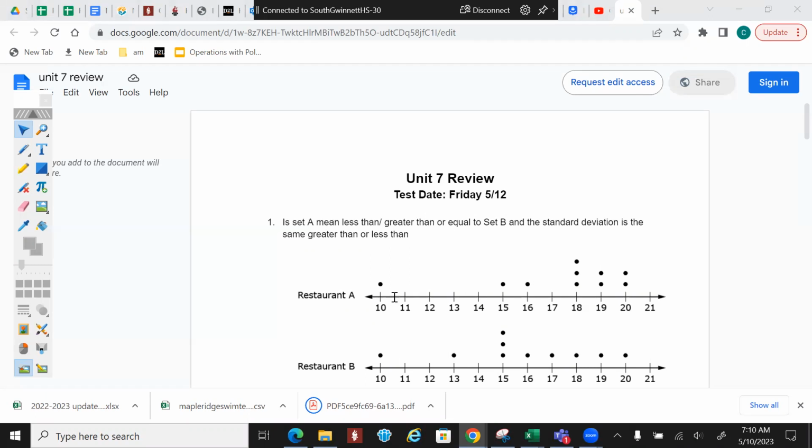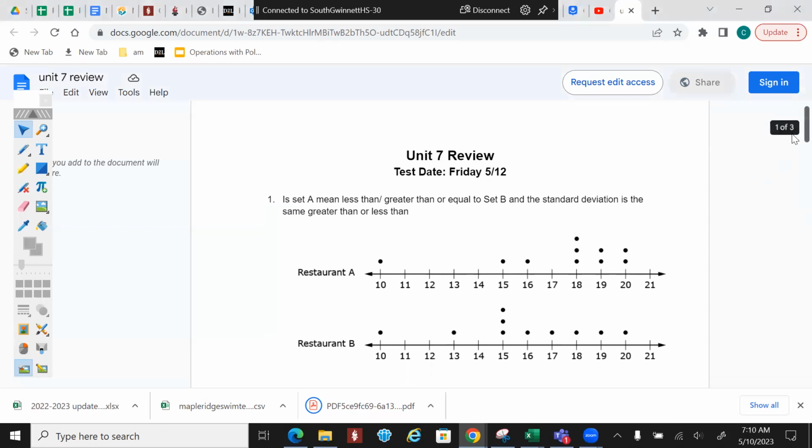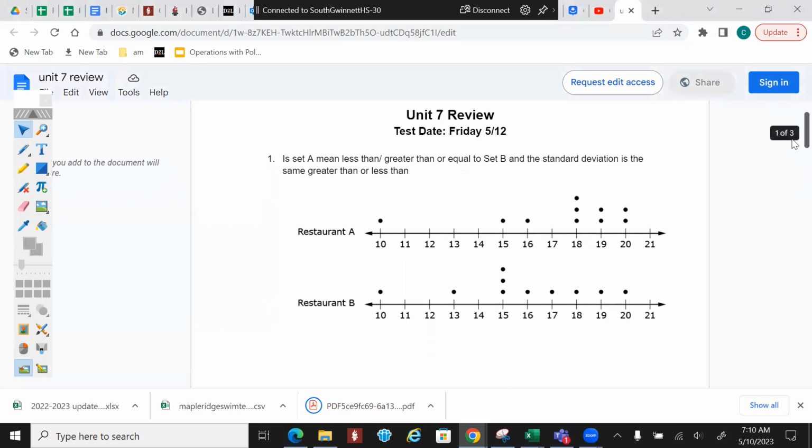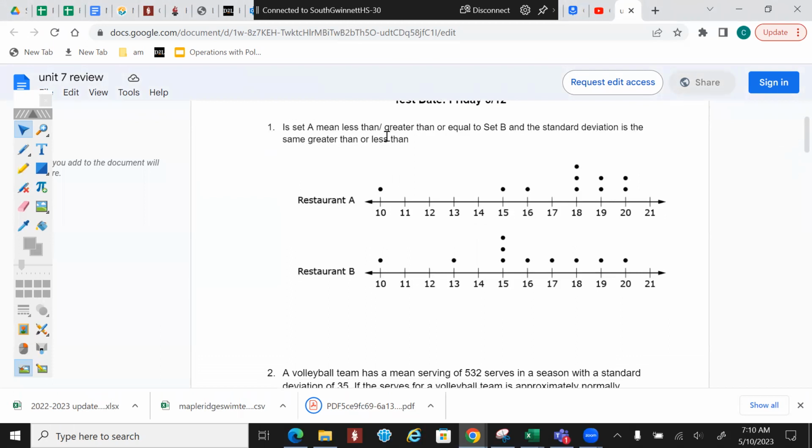Unit 7 will be on your final exam. There will be 3 questions. Okay, cool. So is set A mean less than or greater than or equal to set B? And the standard deviation, is it the same, greater than, less than? And how would you figure this out?